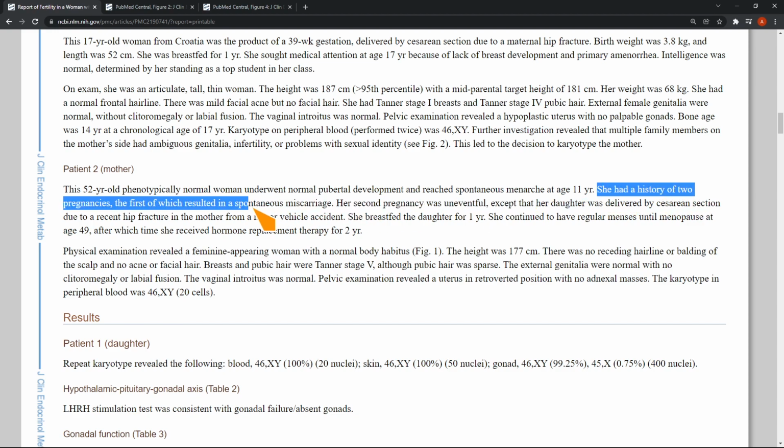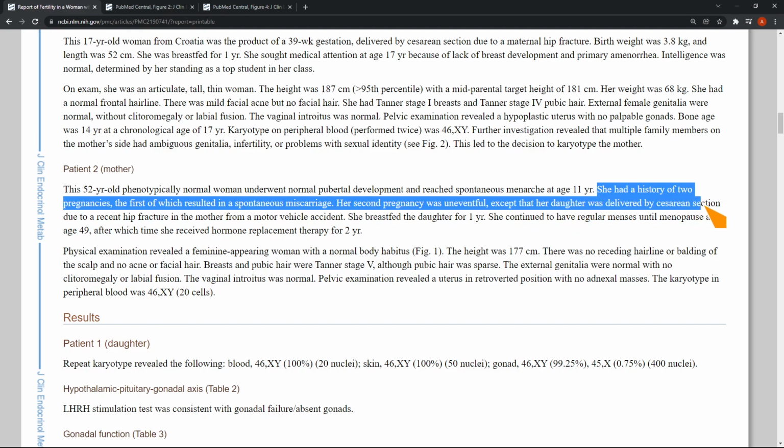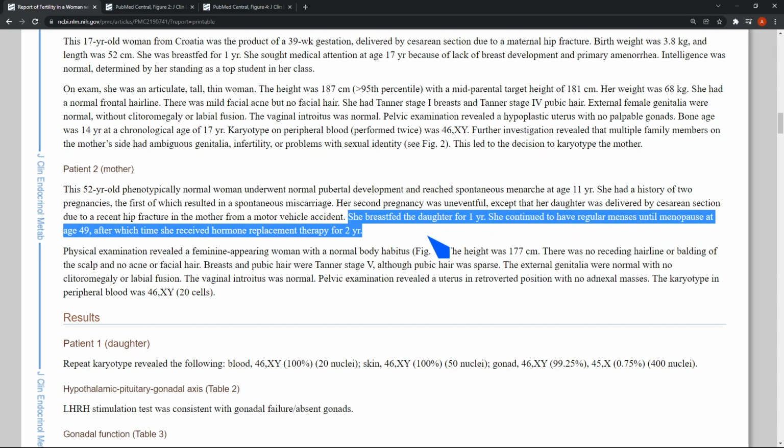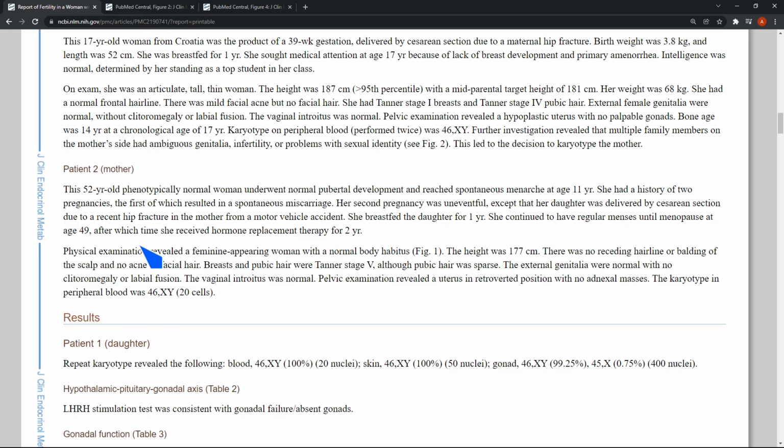She had a history of 2 pregnancies, the first of which resulted in a spontaneous miscarriage. That happens, unfortunately. Her second pregnancy was uneventful, except that her daughter was delivered by cesarean section due to a recent hip fracture in the mother from a motor vehicle accident. Again, totally normal so far. She breastfed the daughter for 1 year. She continued to have regular menses until menopause at age 49, after which she received hormone replacement therapy for 2 years. Totally bog standard. Physical examination revealed a feminine appearing woman with normal body habitus.